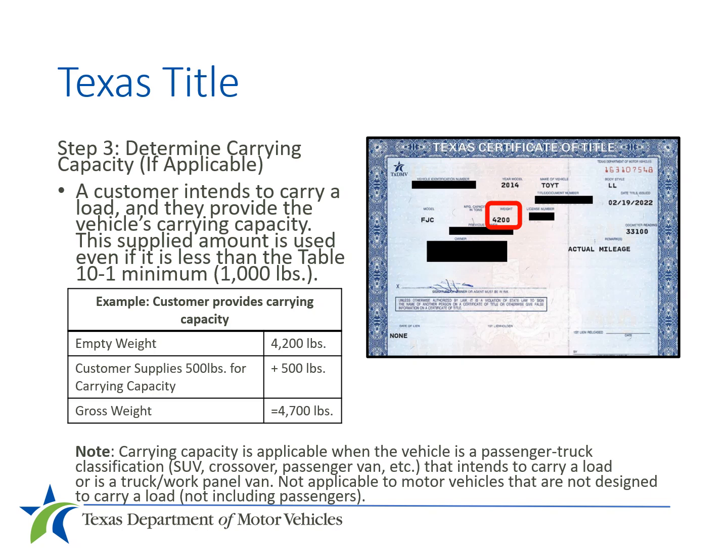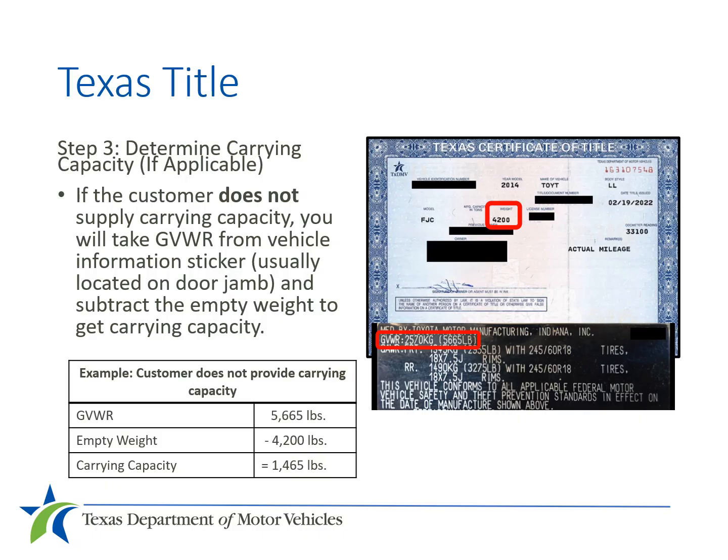In the event that the customer cannot supply a carrying capacity, you would then need to determine the vehicle's gross vehicle weight rating from the vehicle's permanently mounted information sticker. You would use the gross vehicle weight rating listed on the sticker and subtract the empty weight of the vehicle. The difference will be your vehicle's carrying capacity. In our example, the customer is now stating that they do not have a supplied carrying capacity, so we then located the information sticker on the door jamb and found a gross vehicle weight rating of 5,665 pounds.